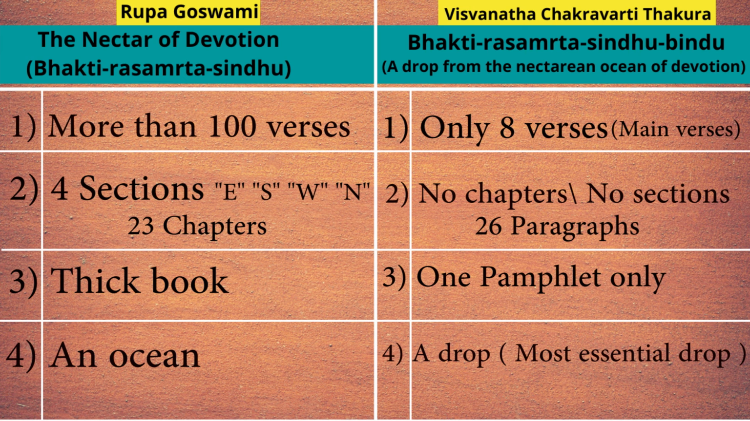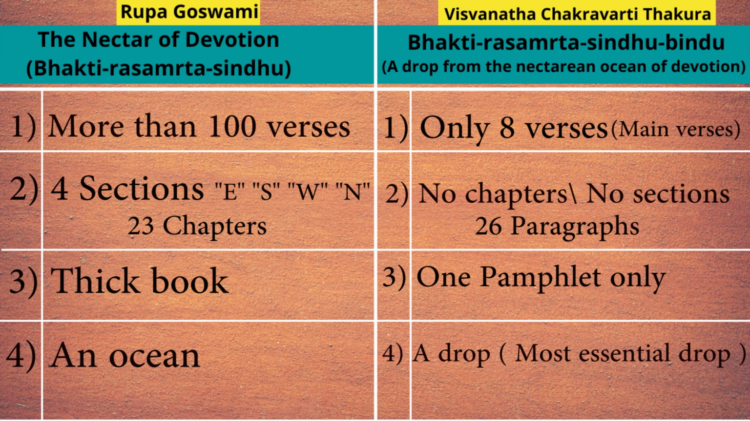So this is the overview of Bhakti Rasamrita Sindhu Bindu in comparison with Rupa Goswami's Bhakti Rasamrita Sindhu. Since it is a very small book, what are the topics? It's very simple. Vishwanath Chakravarti Thakur begins with the definition of devotion, and then he says that there are 3 types of devotion: sadhana bhakti, bhava bhakti, prema bhakti. Then he gives the steps to attain prema bhakti. Then he says sadhana bhakti is of 2 types: vaidhi and raganuga. And then he says there are 5 types of rasas, and then secondary rasas. Finished, the book is finished. One pamphlet, that's all. This is the book, Bhakti Rasamrita Sindhu Bindu.